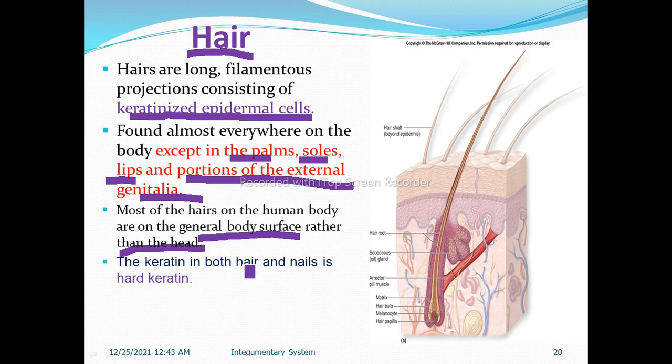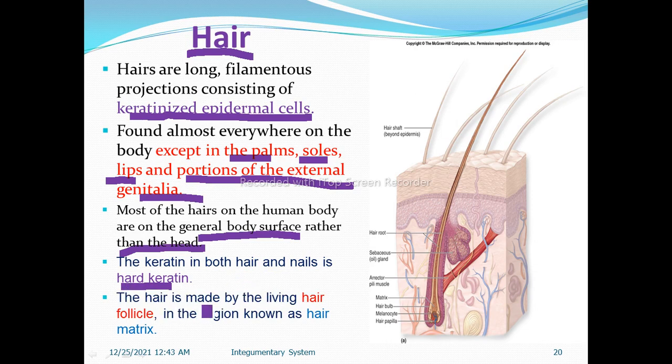The keratin in both hair and nail is hard keratin. That's why they are hard. The hair is made by the living hair follicle in the region known as the hair matrix. This is the hair follicle, and the hair follicle also contains this matrix. So the hair follicle or this matrix with the hair bulb is a living material used to produce new hair. The hair is built in this region, so it grows up, and if it is cut, it will grow again from this hair follicle or hair matrix.